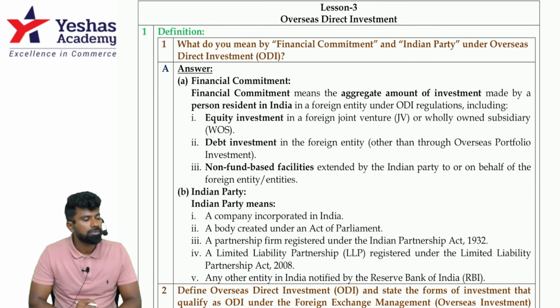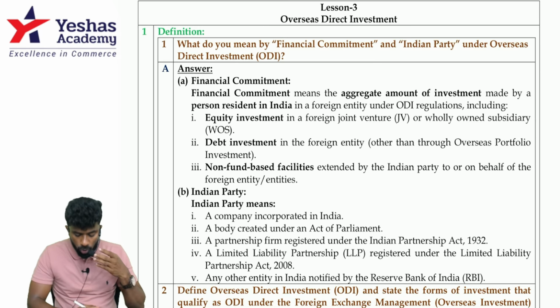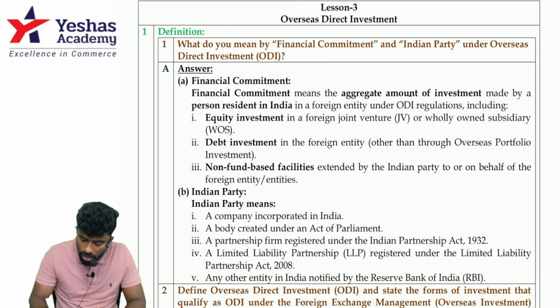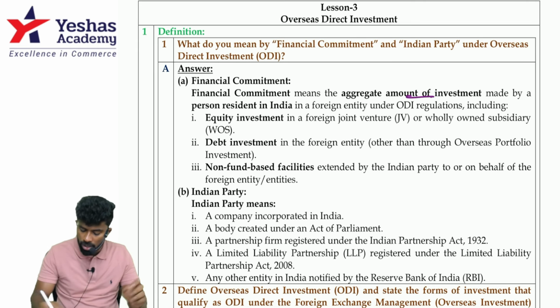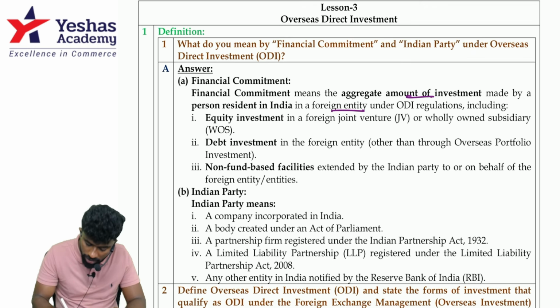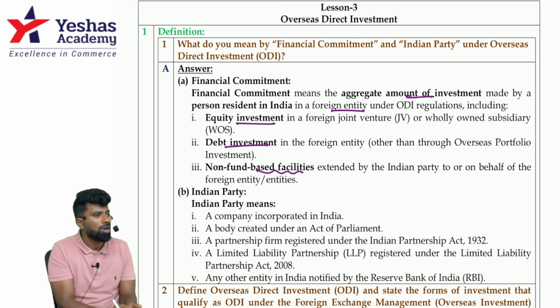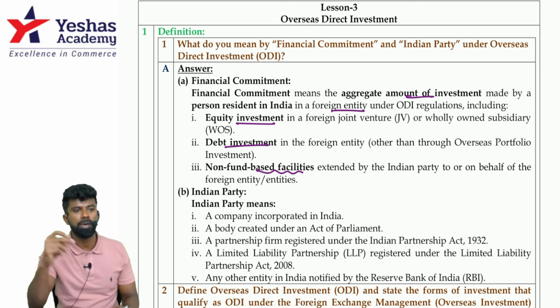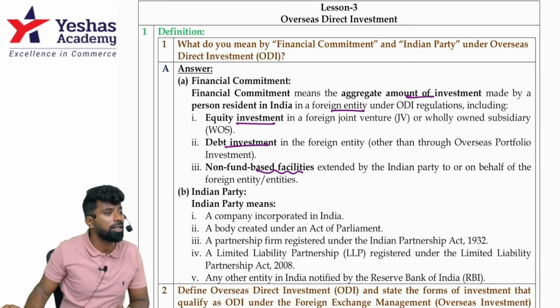What do you mean by financial commitment under an Indian party, under ODI? It means the aggregate amount of investment made by a person resident in India in a foreign entity under the ODI regulation, including equity investment, debt investment, and non-fund based facilities. All these are called financial commitment.